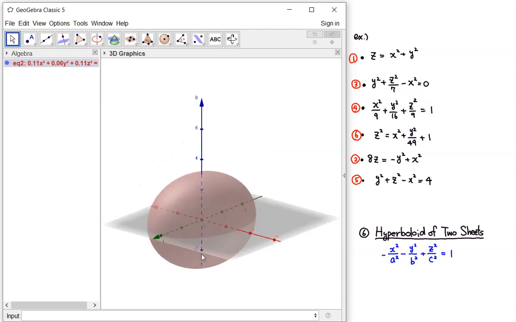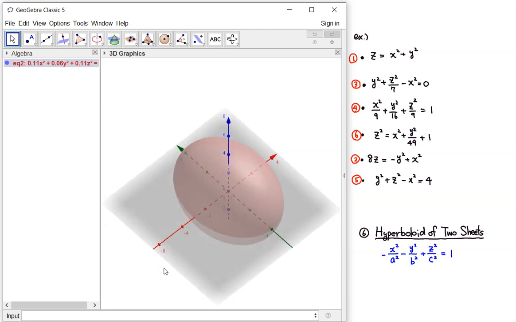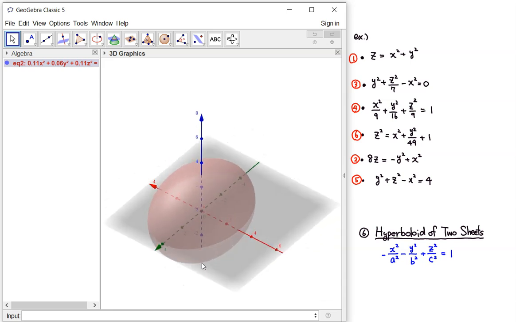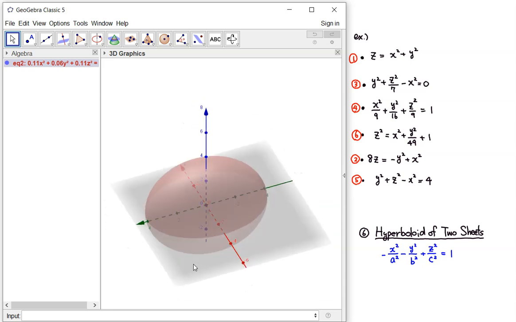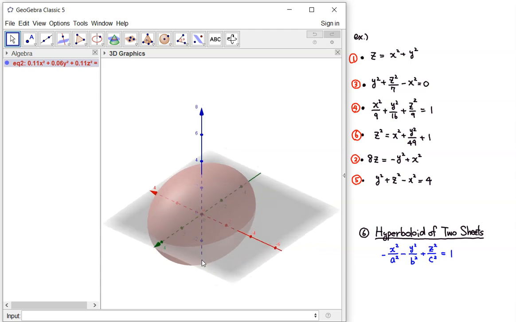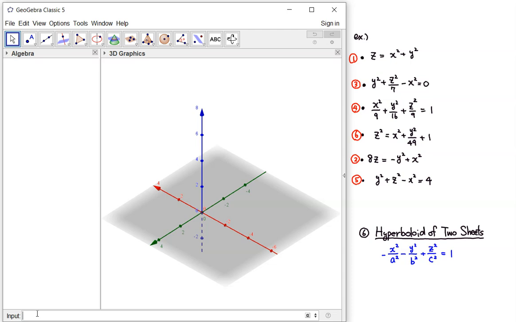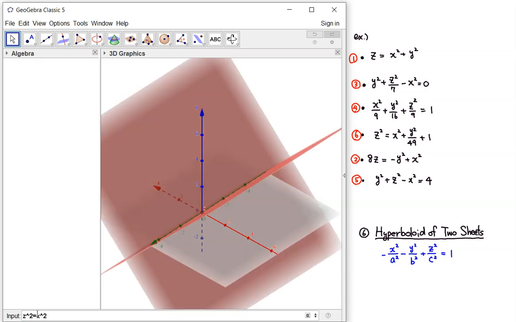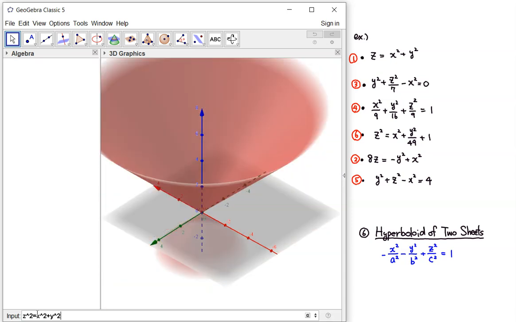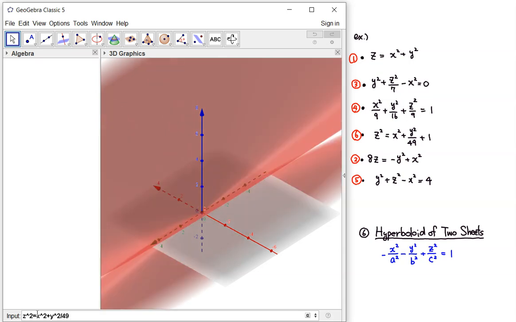All right, here, and you can see that it looks like a football. So this is called the ellipsoid. So that was the third one, right? And here, I'm going to just get rid of that first so that we don't get confused. All right, so the next one is z squared is equal to x squared plus y squared over 49 plus 1.